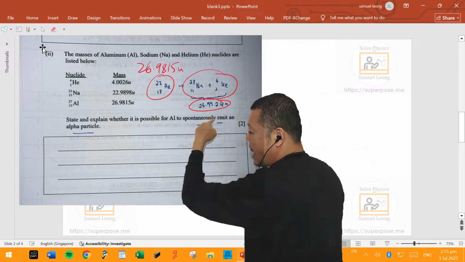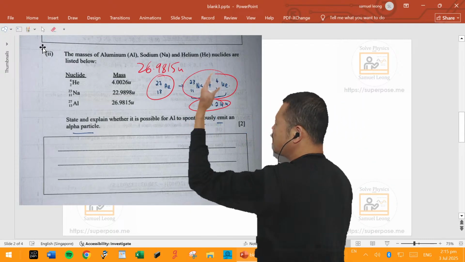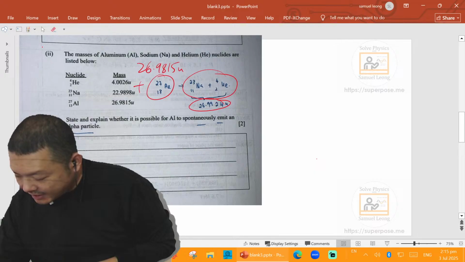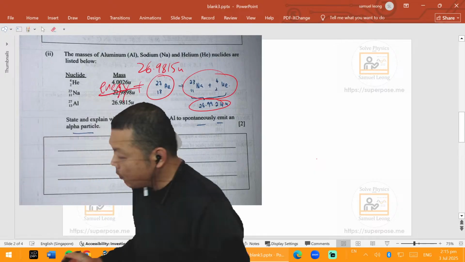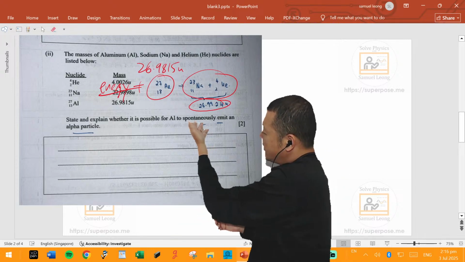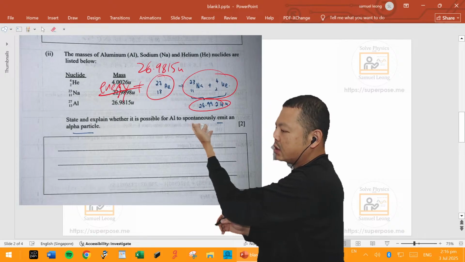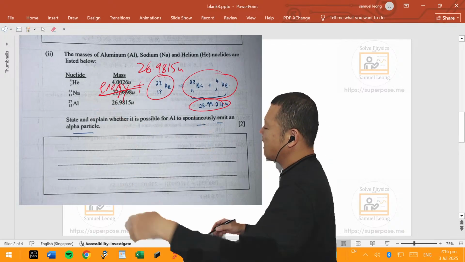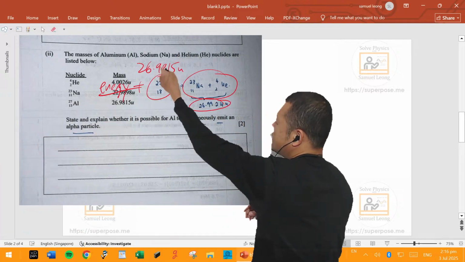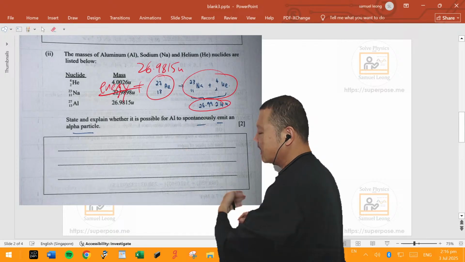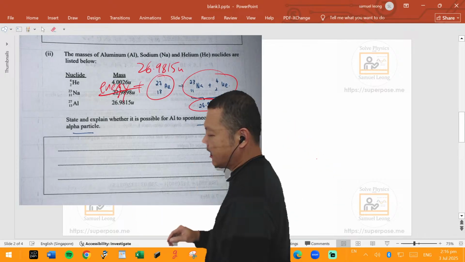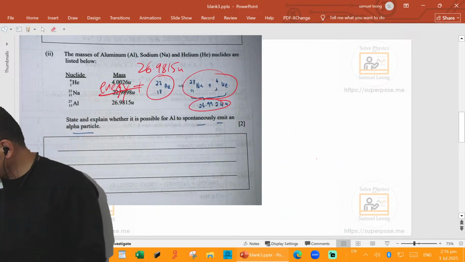In fact, if you want this to happen, which for goodness knows why you want this to happen, but if it does happen, you will have to add in energy here, which means that it won't be spontaneous anymore, right? That's why they're trying to drop the hint here, spontaneous. They're trying to ask you whether there's a decay. But no, the answer is no, and you have to explain. So you have to compare this mass to this mass and say that there was no mass defect, no energy will be released. Aluminum will not spontaneously undergo alpha decay.